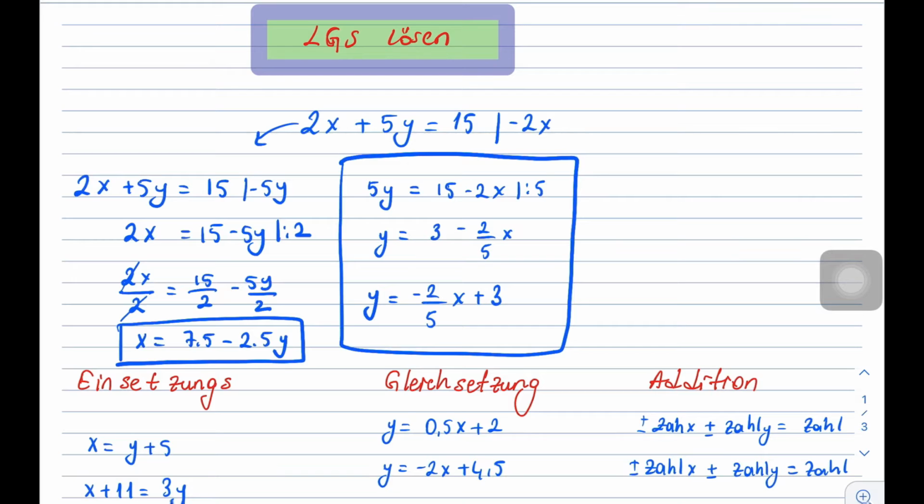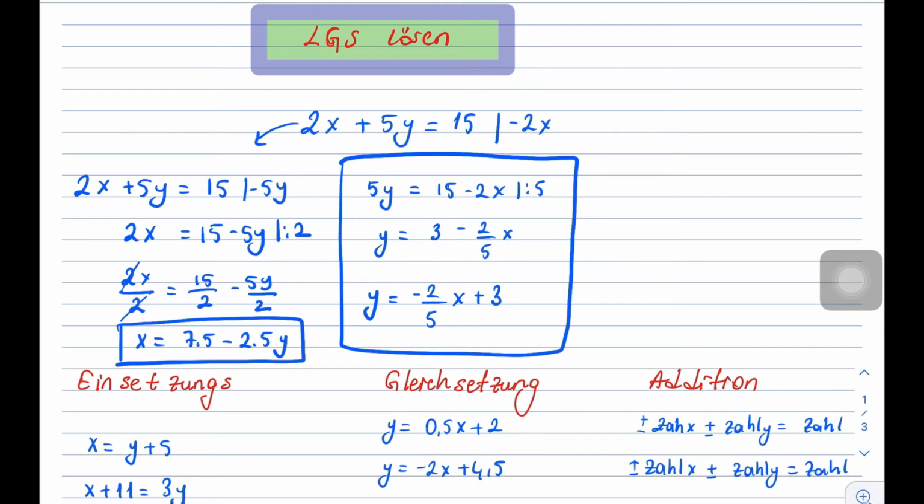Is there any other thing we can do here? We made the x alone, we made the y alone. That's it. What I want to say over here, when you see any equation, you can make the x alone, you can make the y alone, or you can write it down like Zahl x, Zahl y gleich Zahl. Okay, this is all up to you. You can play with this equation.